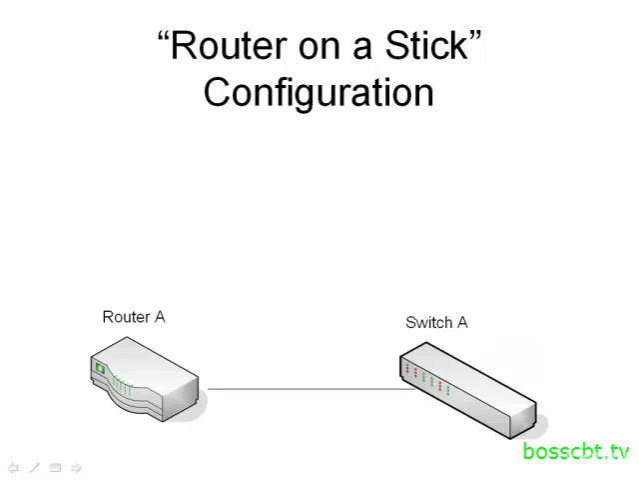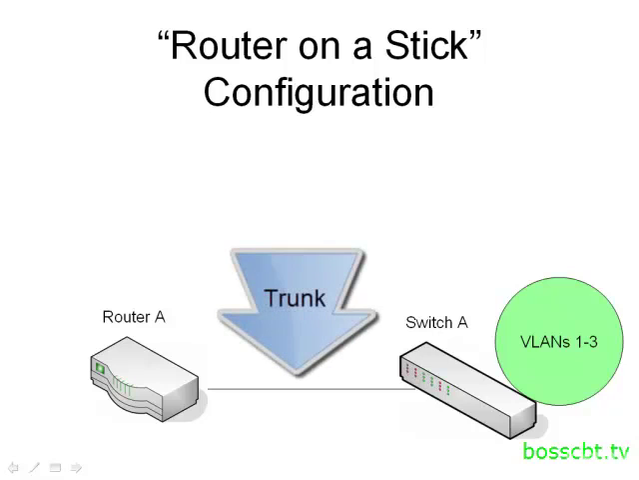We have a router, and we have a single switch. We're going to go ahead and configure both of these. On the switch side, we're going to have three VLANs, 1, 2, and 3, and we're going to set up a trunk port, and since we only have one connection, we're going to make that our trunk into the router. We've covered all this before, so we'll go over it pretty quickly on the switching side.